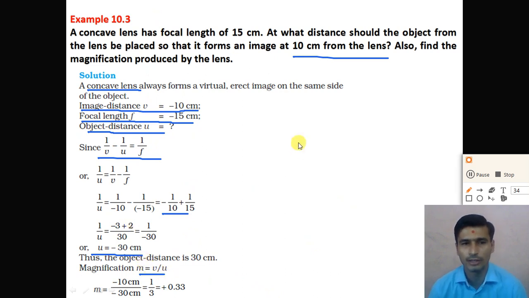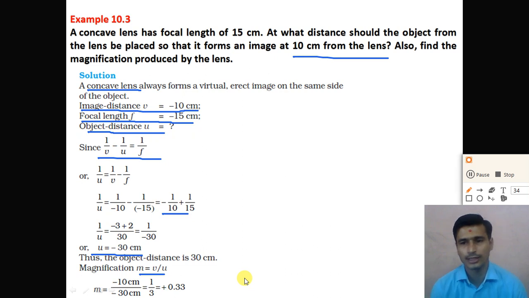What is the value of v? Minus 10 centimeter, and the value of u is minus 30 centimeter. So we get the magnification is 1 by 3, equal to plus 0.33, right? So here the magnification is less than 1. That means the image is smaller than the object. Magnification is plus. That means the image produced by the lens is virtual and erect, right?